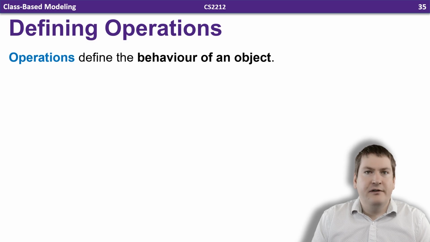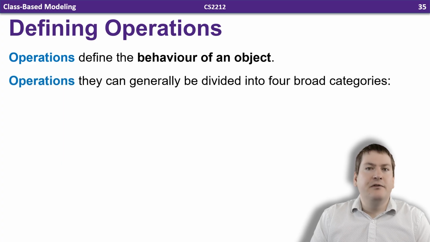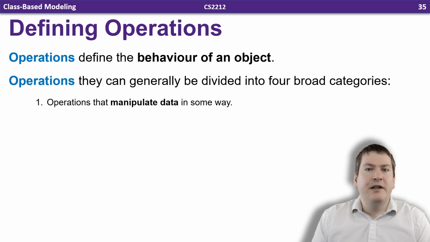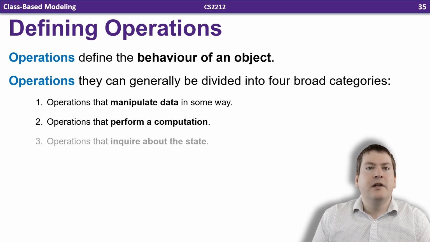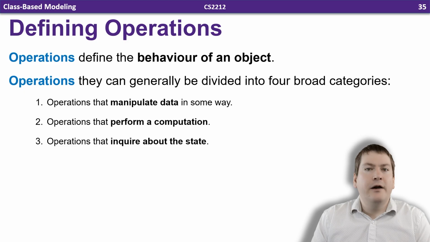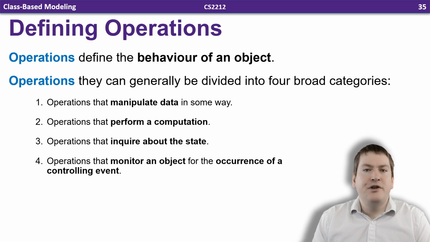Next are the operations. Operations are behaviors that are common to all objects of the same class. In programming terms, these would eventually become the methods that the classes will have. So these operations can be divided into 4 general categories. Category 1 are ones that manipulate or transform data in some way. Category 2 are ones that perform a computation of some kind. Category 3 are ones that inquire about the state of the object. And lastly, we have ones that monitor an object for occurrences of an event.